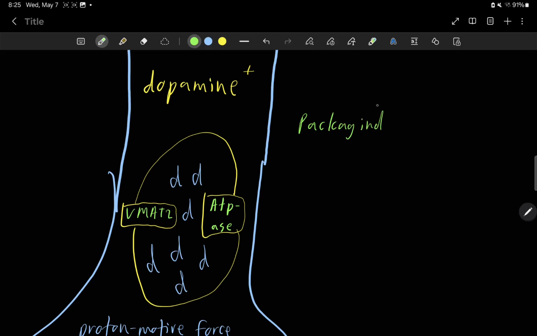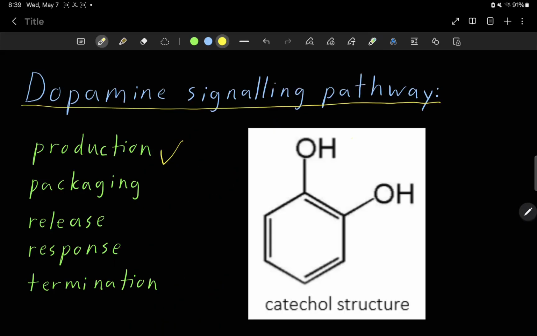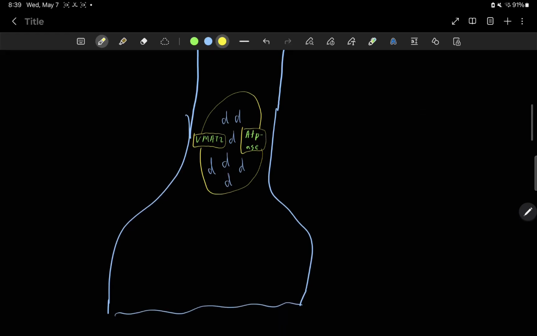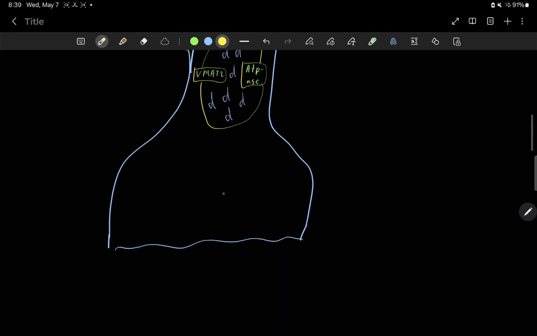Packaging is complete. So just to go over that again real quick, ATPase pumps in protons, creating a proton motive force. Then VMAT2 exchanges these positively charged protons for your positively charged dopamine, pumping it into your vesicles, and now your dopamine is stored inside your vesicle and ready for action when it's needed. So now that we've completed packaging, the next step of the pathway is release. Now that we've packaged dopamine inside our vesicle, we need to somehow release dopamine outside of this vesicle and into the synapse that follows after the neuron, so that it can go off and do things as needed.